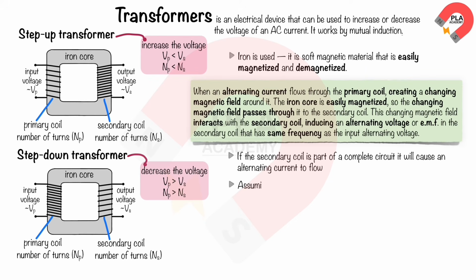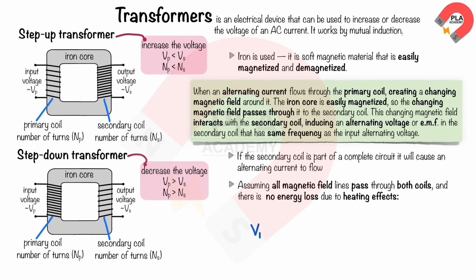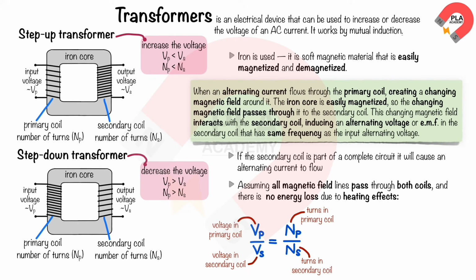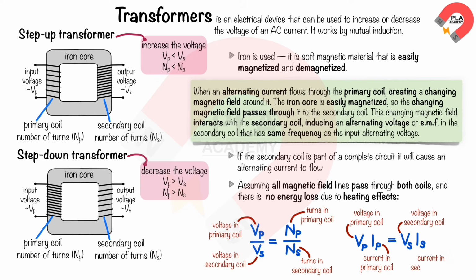Assuming all magnetic field lines pass through both coils, and there is no energy loss due to heating effects, the following equations apply. Where Vp is the voltage in the primary coil, Vs is the voltage in the secondary coil, Np is the number of turns on the primary coil, Ns is the number of turns on the secondary coil. The output power will be the same as the input power of supply. Where Vp is the voltage in the primary coil, Ip is the current in the primary coil, Vs is the voltage in the secondary coil, Is is the current in the secondary coil.